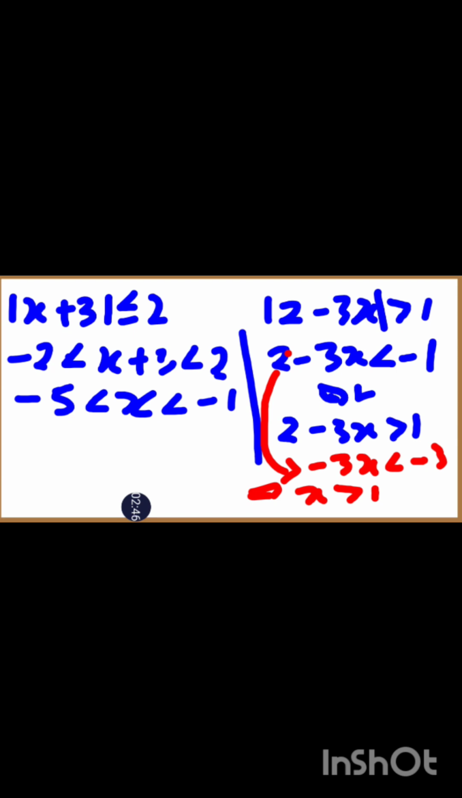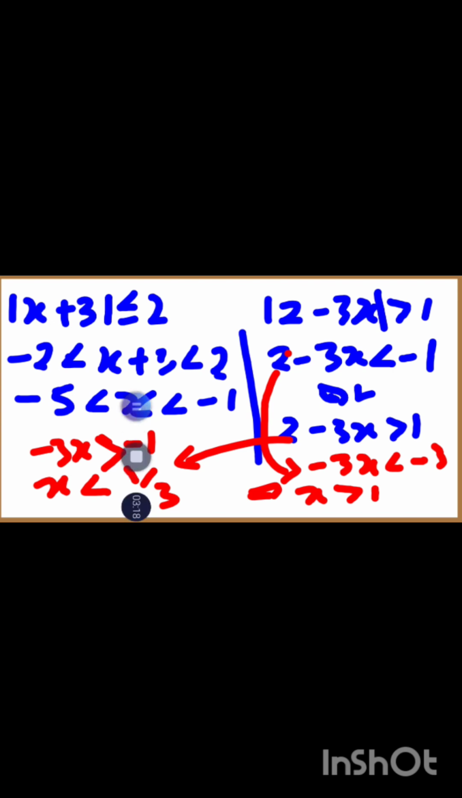Now here, in the second case, 2 minus 3x greater than 1, when you solve it, we are collecting like terms here. We are going to have negative 3x greater than negative 1. When you divide both sides, take note that whenever you are dividing by a negative, it reverses the inequality. So we are going to have x less than 1 over 3. That gives us the solution to the second inequality.